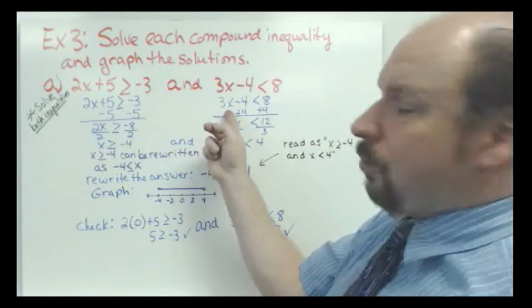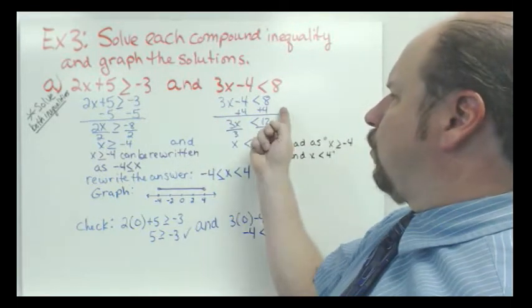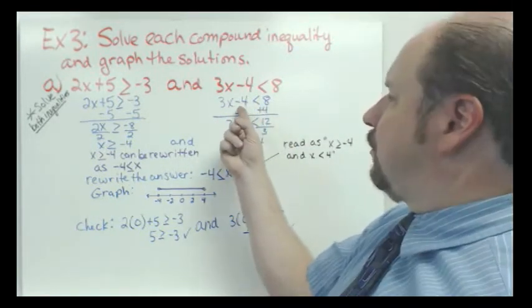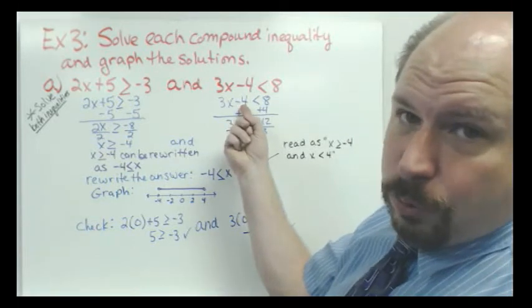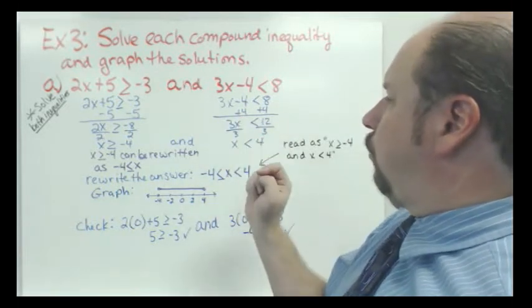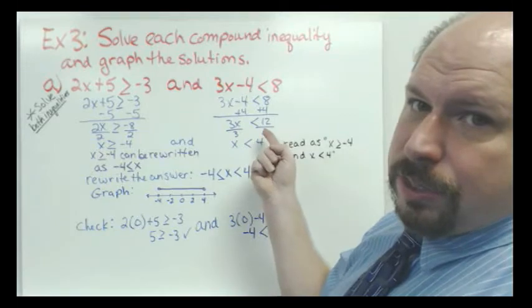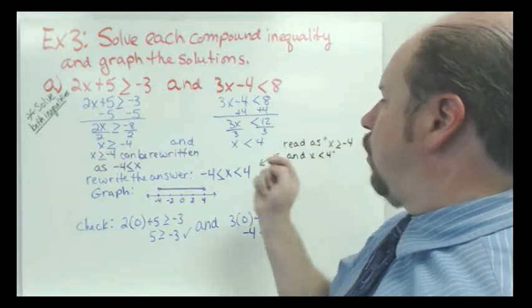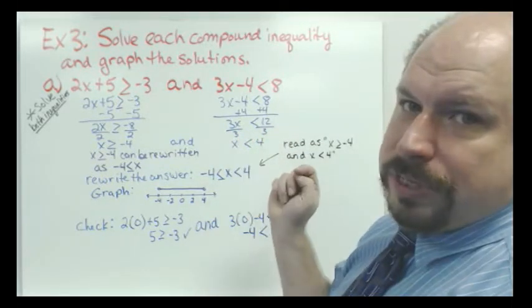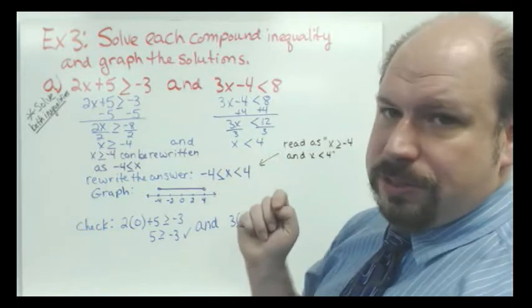Okay, solving the other one. 3x minus 4 is less than 8. So take care of the minus 4. Add 4 to both sides. And when you do, you get 3x is less than 12. So dividing both sides by 3, we get x is less than 4.